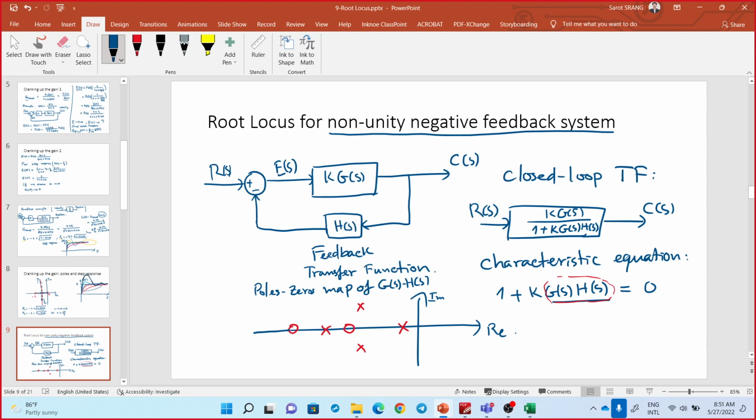So the next part of the lecture today will be the rules of sketching the root locus. Is there any question? Okay.